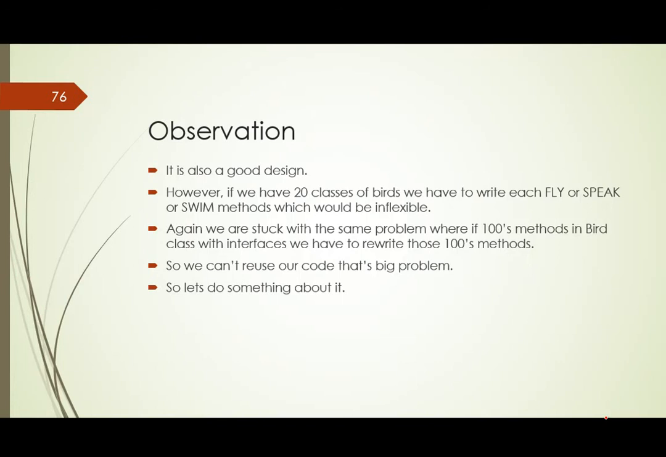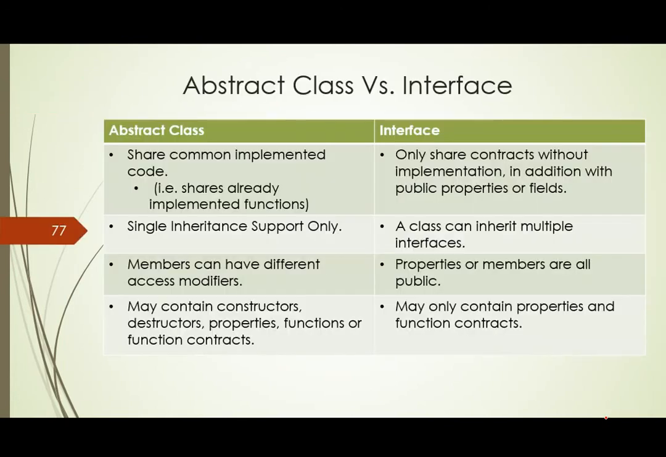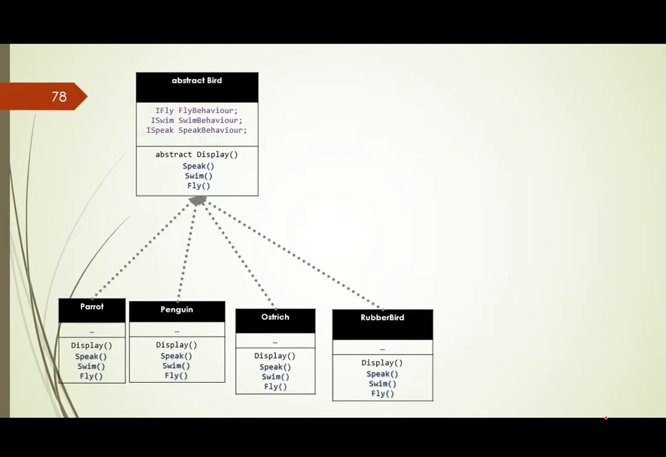So let's really do something about it. And if you remember from the abstract class versus interface, the solution exists. So the solution can be found by analyzing the problem or approaching the problem differently. So here what we are doing is, in the properties we are saying that the abstract class should also have iFly behavior, iSwim behavior, or speak behavior as well. And we have these 3 methods.